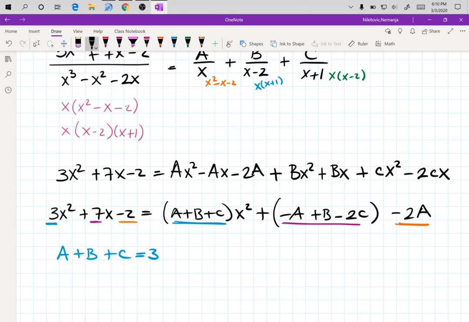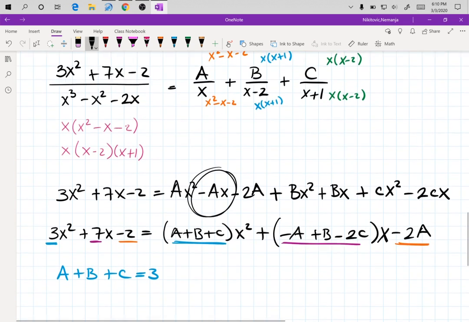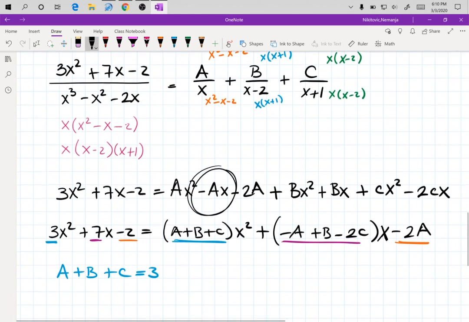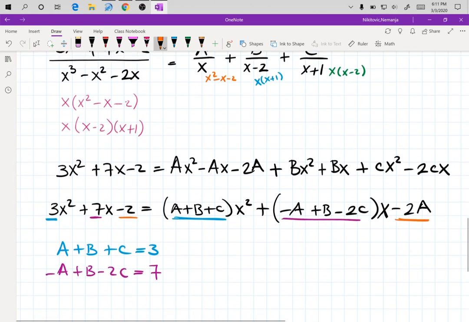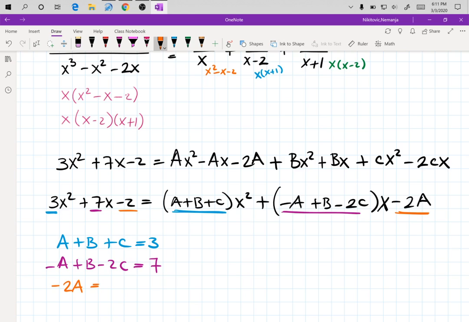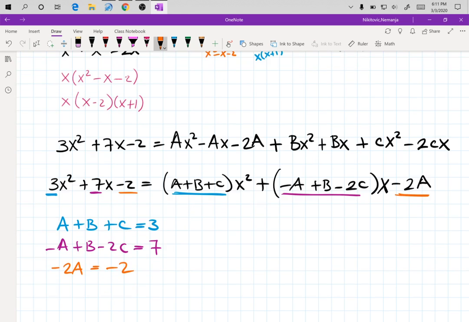Oh, I forgot to put x. Yes, thank you. No, it's negative a. Why would it be negative 2? Is it negative 2? No, it's not. Okay, it's just negative a. Negative 2a is over there. All right, cool. So now we have negative a plus b minus 2c is equal to 7. And the orange equation is negative 2a is equal to negative 2. So that's our system.